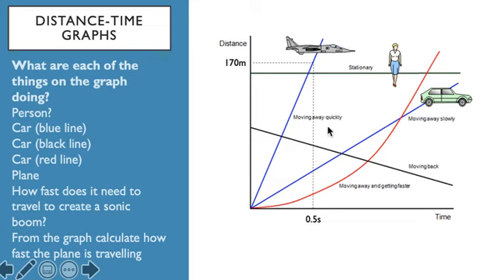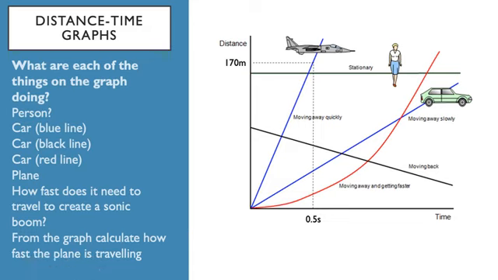And then the plane then. So the plane was moving away quickly. And how quickly? Well, 170 is the distance divided by 0.5. 170 divided by 0.5, what's that? 340 meters per second.